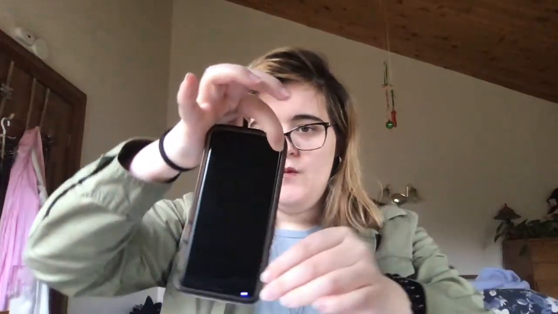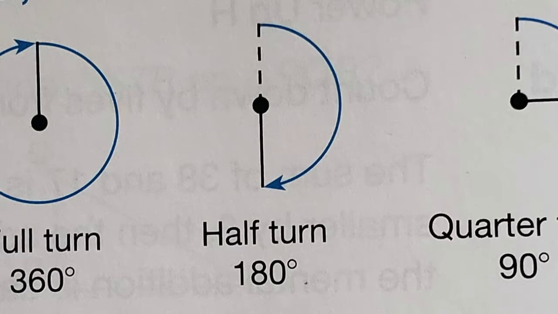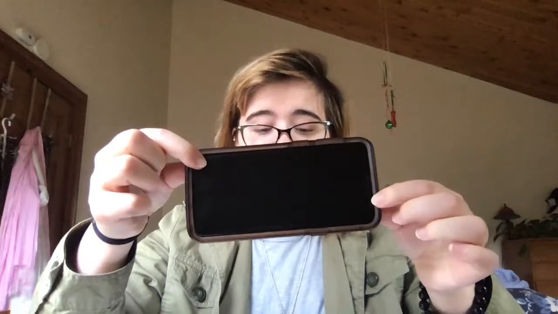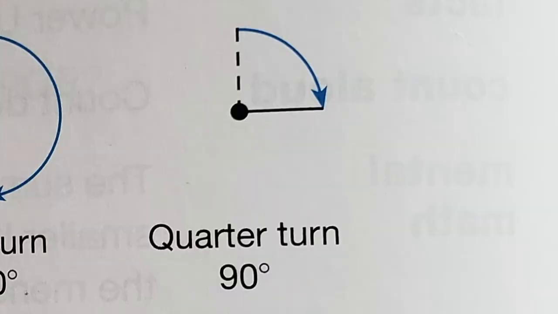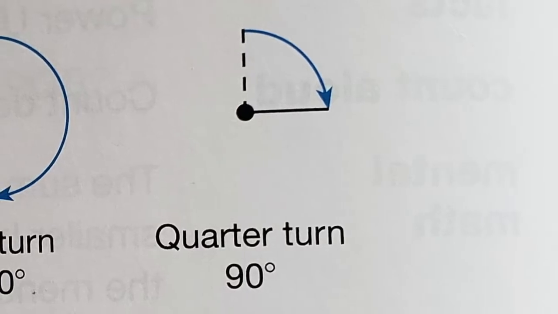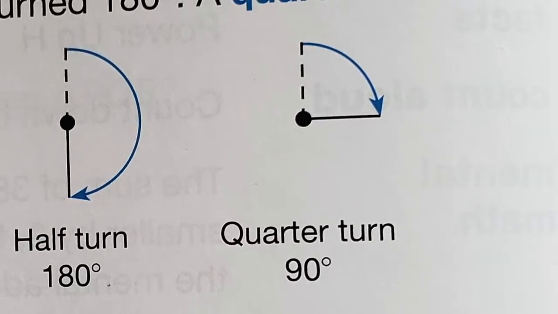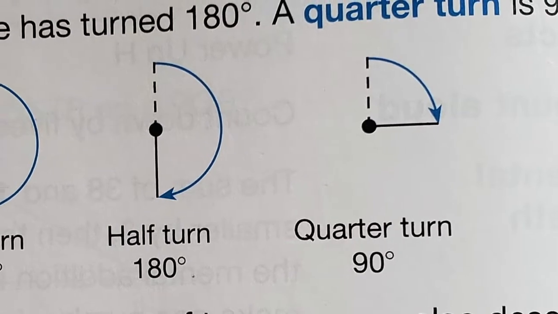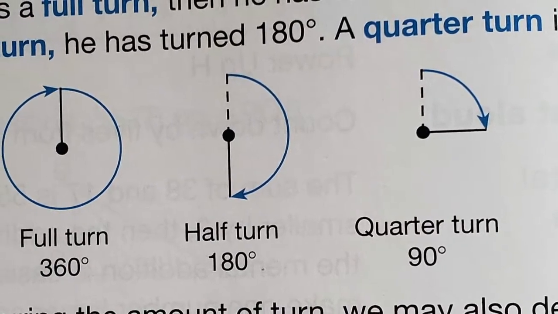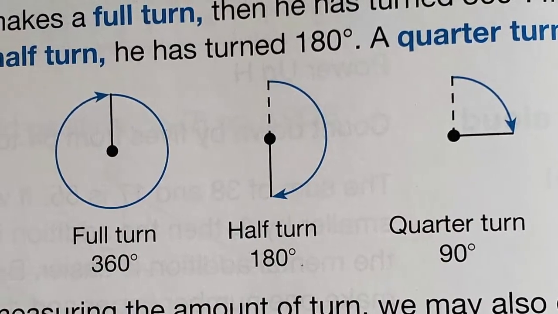If I do a half turn, so I go from here to right there, that's a half turn. That is 180 degrees. And a quarter turn, if I'm starting here, is just going 90 degrees. All right, and here is a picture that shows you a full turn is going all the way around, a half turn is going halfway, and a quarter turn is just going a quarter of the way.